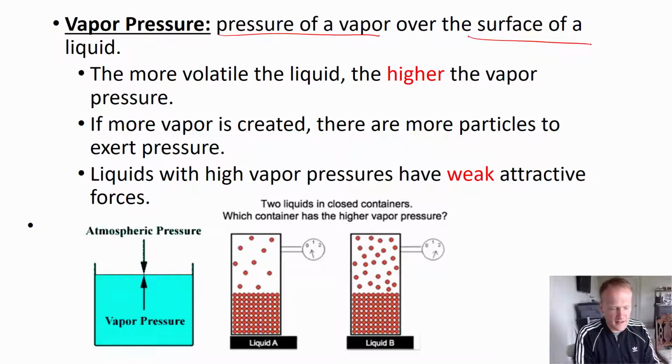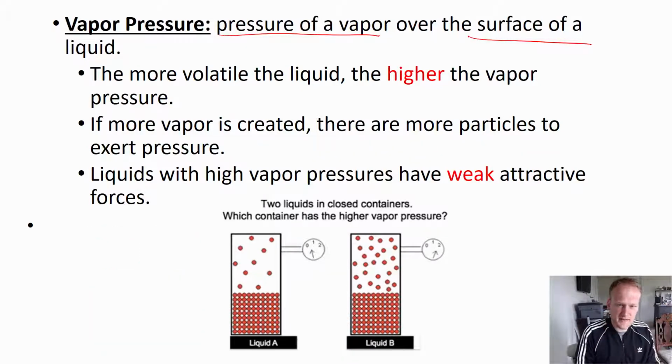And once again, it should make logical sense: if something has really strong intermolecular forces, it's going to have very low vapor pressure because it's going to want to stay together. If it has weak intermolecular forces, those liquid particles are going to become gas, and therefore it's going to have a high vapor pressure, okay? Does that make sense?